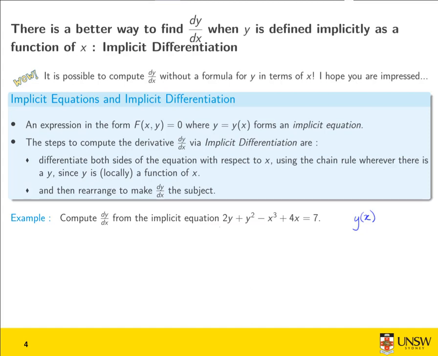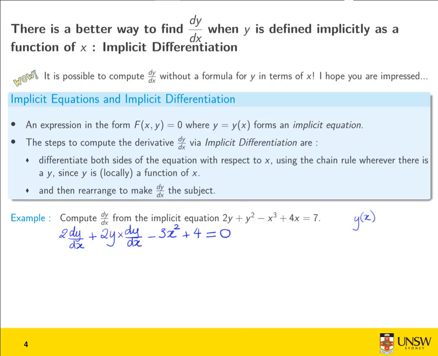The derivative of the left-hand side will be 2 times the derivative of y with respect to x. That's a dy dx. Then the derivative of y squared, so that's a function inside a function, because y is a function of x inside the square function. So we get 2y times the derivative of the inside function, which is dy dx. Now we're taking the derivative with respect to x, so the derivative of x cubed is 3x squared. And the derivative of 4x with respect to x is 4. That's the derivative of the left-hand side. On the right-hand side, we have a constant, so the derivative is 0.